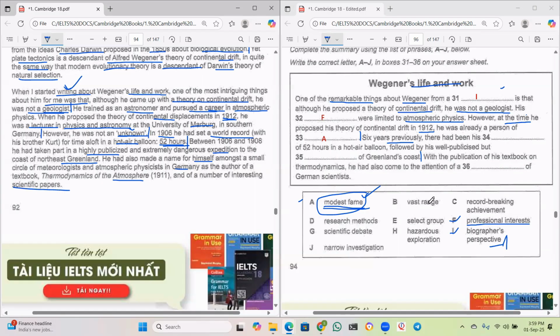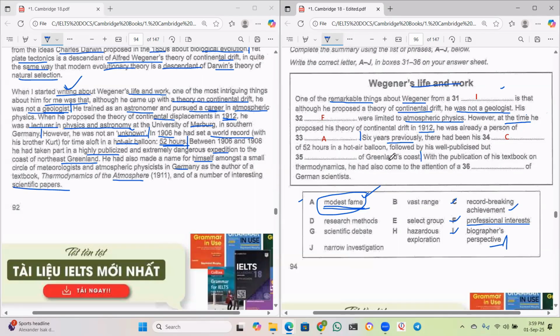So which one is better? You tell me. World record, a record breaking achievement. Is it matching, guys? Yes or no? Is it matching? World record, a record breaking achievement. Yes, very well done. So this should be alphabet C. Yes, it was very easy. This one is very easy, guys.